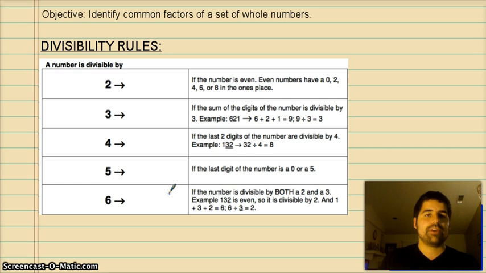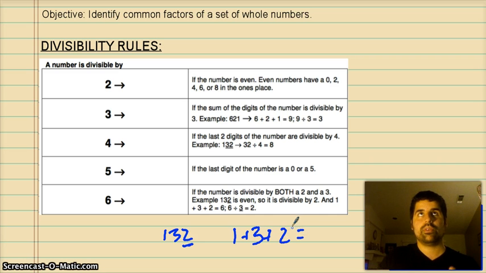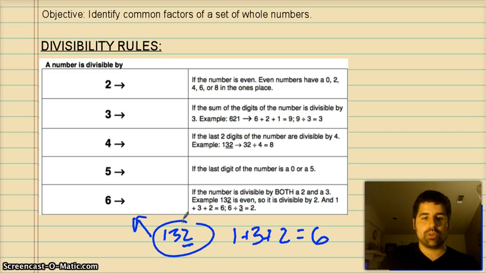Number 6. If I want to find out if a number is divisible by 6, this one's the one that takes a few more steps. I have to see if it's divisible by 2 and if it's divisible by 3. So that means the last number has to be even, and if I add up all the numbers, 3 has to go into it. So their example is 132. If I look at the last digit, it is even, so I know 2 will go into it. And if I say 1 plus 3 plus 2, that gives me 6. 3 will go into 6. Okay? So that means 132 is divisible by 6. That makes us happy because it is divisible.